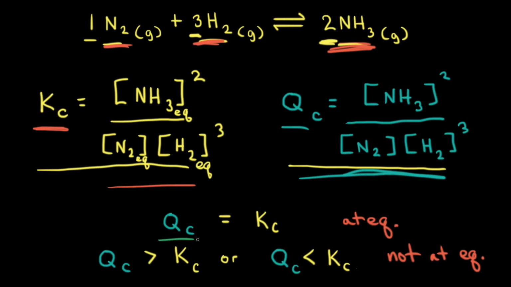If Qc is equal to Kc, the reaction is at equilibrium. But if Qc is greater than Kc, or if Qc is less than Kc, the reaction is not at equilibrium.